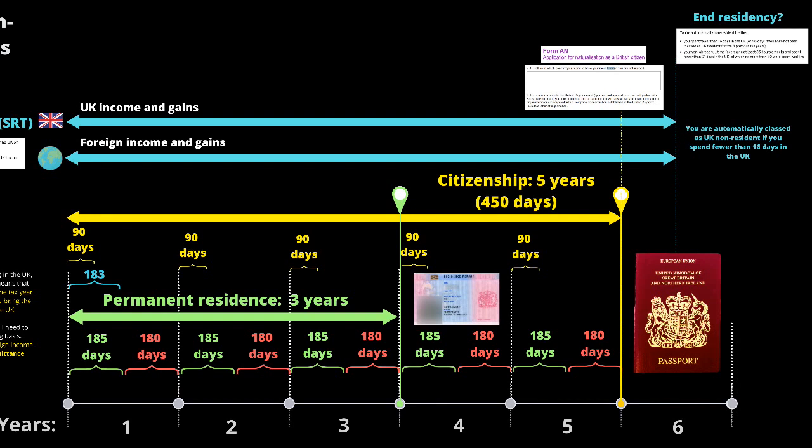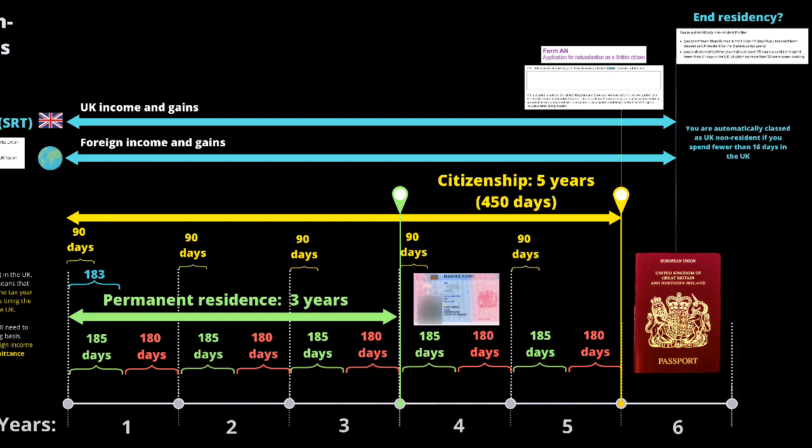So I think the key point here is that you can opt for the remittance basis even while you're tax resident for the first 5 years while you're on this journey, and then avoid having to pay UK tax on your foreign income and gains in broad terms. And that can make a massive difference, especially if you have significant assets and income from overseas.